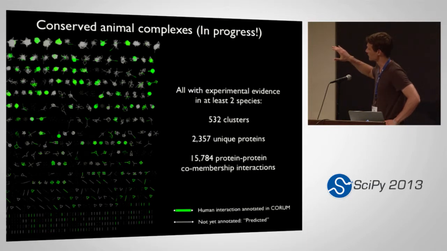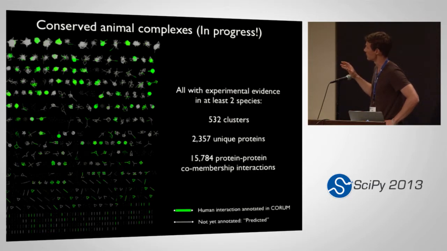So every interaction you see here, all of the lines between any two nodes, each line is supported by evidence in multiple species. We've got about 500 complexes here. All of the green ones are annotated in our gold standard. Some of those were training and some of those were test, and it's about half and half.